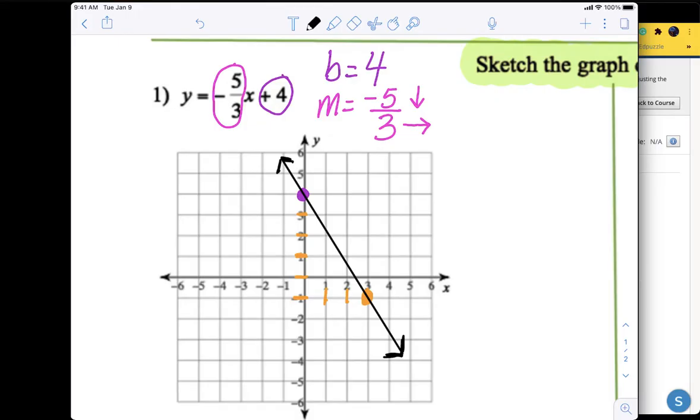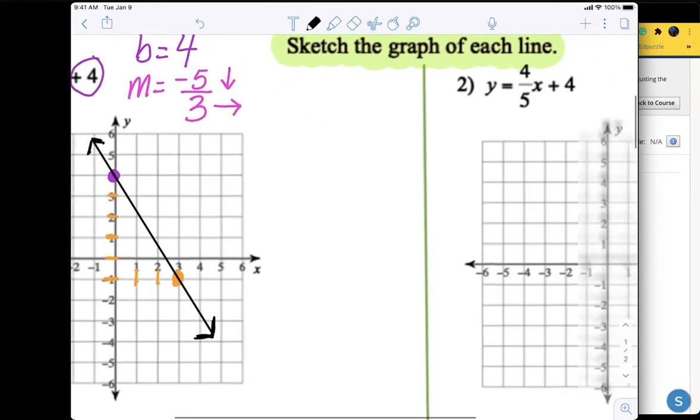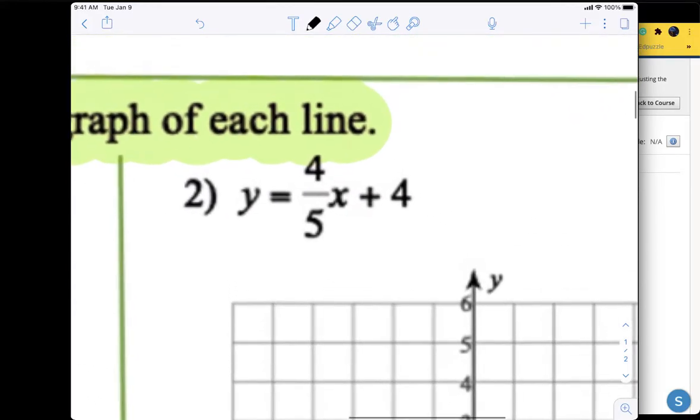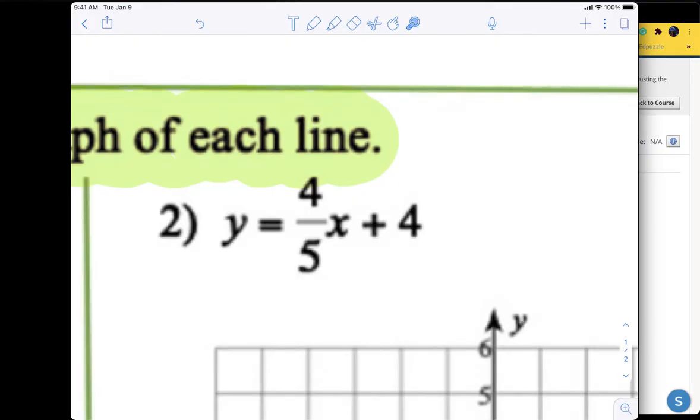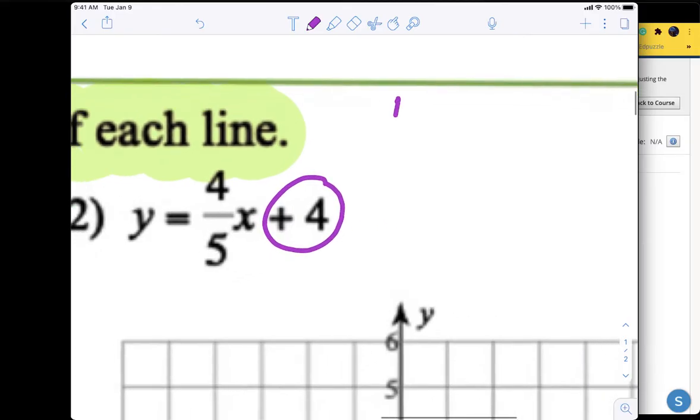All right. Let's move on to number 2. So, again, look at this. This is in y equals mx plus b form, slope-intercept form. So the first thing I'm going to do is find my b. My b is at the very end of the equation, right? My b is 4. So I can write here b is equal to 4.